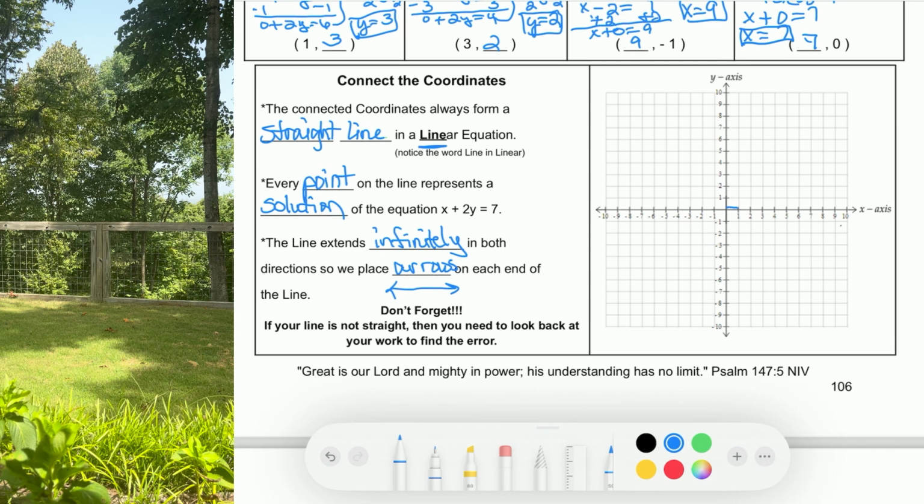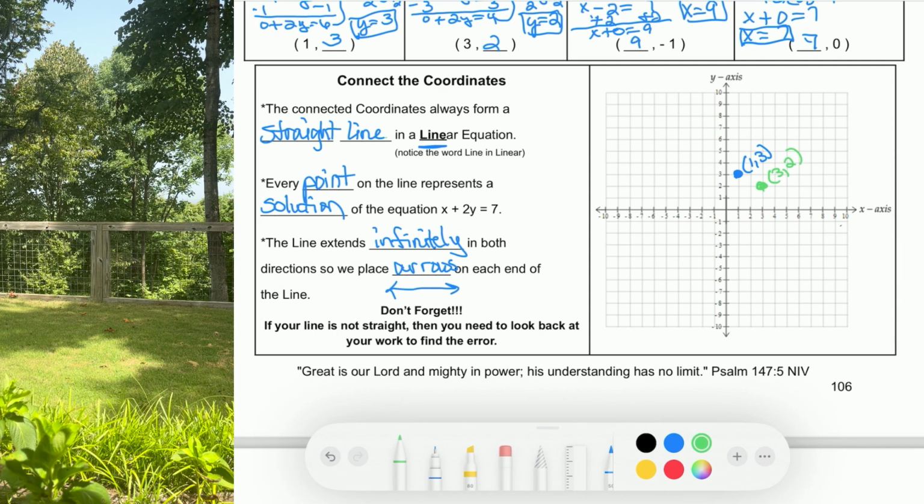1, 3. So I'm going to go over 1 and then up 3. So that's our first coordinate right here. I'm going to label it 1, 3. All right. Our next one is 3, 2. So I'm going to change colors here. We're going to go over 3 and up 2. That's our 3, 2 coordinate.